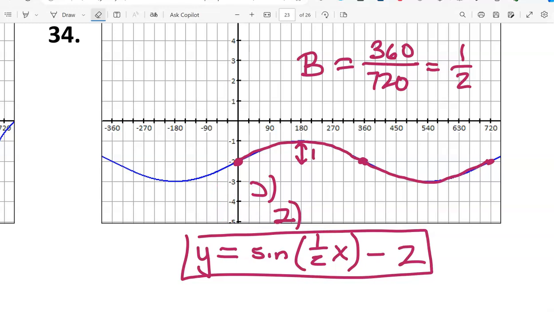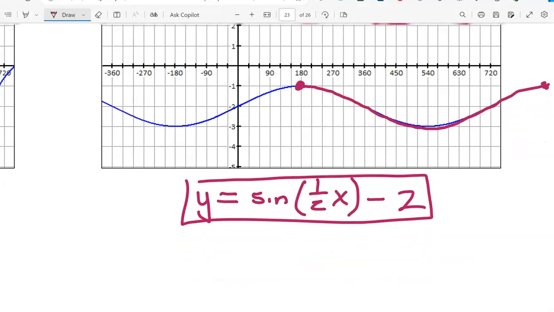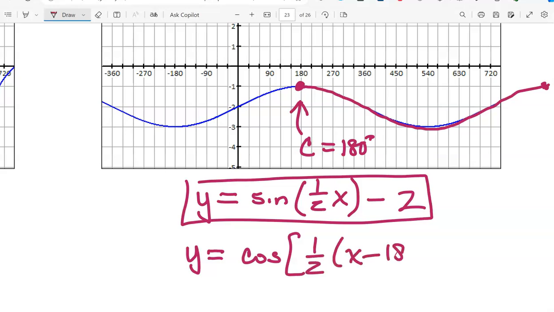If we change this and rewrite it as a cosine function, for instance, we could start our cosine function right here at a maximum and then look at it this way. It would continue over here and finish the cycle. Then we've got a difference here, and that difference is that now we have a 180 degree phase shift. And so that's going to write this equation just a little differently. Y equals cosine of 1/2 times x minus 180 degrees minus 2.